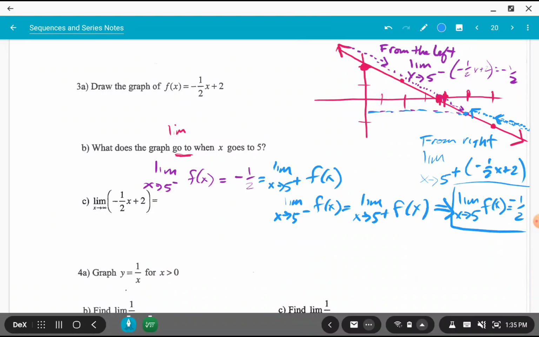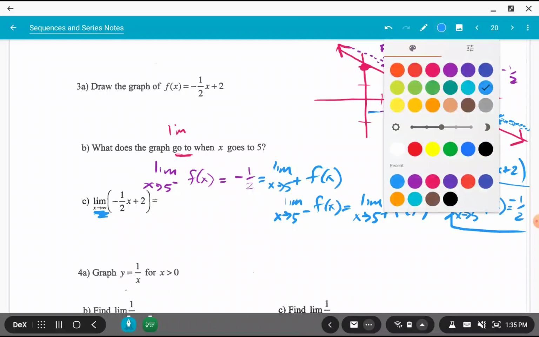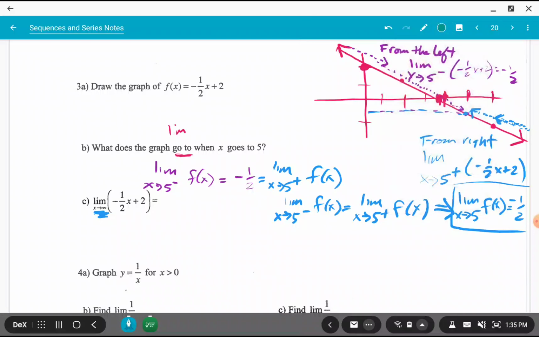The limit as x goes to infinity. Even though these are very small, you've got to pay special close attention to where you're going to. As you're going to infinity on this line, let's see what happens. I'm going to do this in a different color now. Let's do green. So we take the same line, negative half x plus 2, but we're going to infinity, meaning infinity is which way?